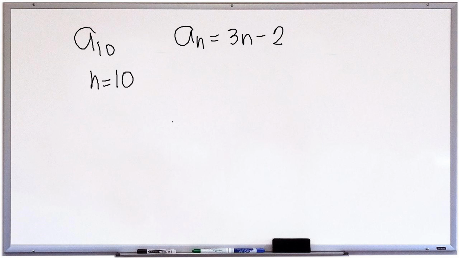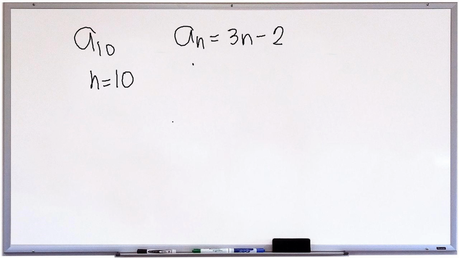If you are asked to find a specific term, just substitute what is asked to the variable. Let's say we are asked to find a sub 10. Our given rule is a sub n is equal to 3n minus 2. We have n equal to 10. Substitute the value of n, that is 10, to our given rule.